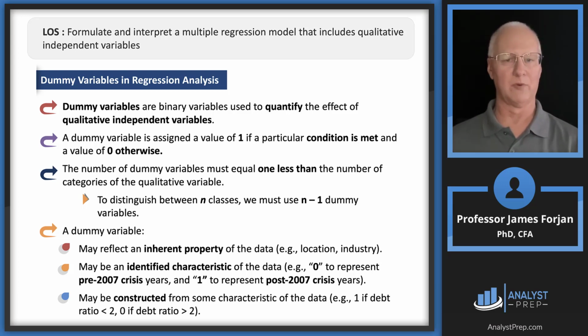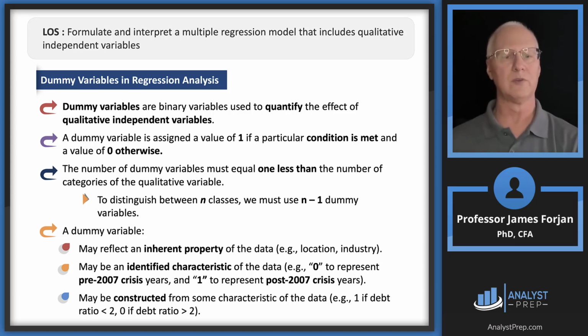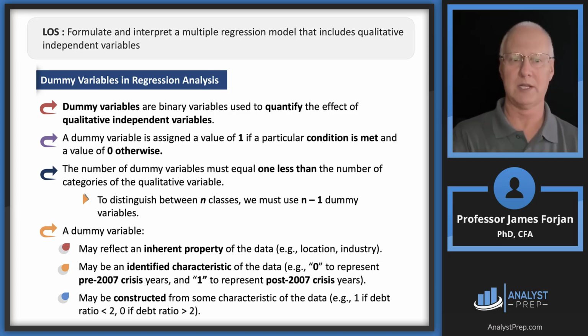Now look at some of the examples we have at the bottom. They reflect an inherent property of the data: location, over there versus over there; 0 to represent pre-2007 crisis, 1 for post-2007 crisis; 1 if the debt ratio is less than 2, 0 if the debt ratio is greater than 2. So do you see how you can take all of these qualitative variables and transform them into a quantitative variable?